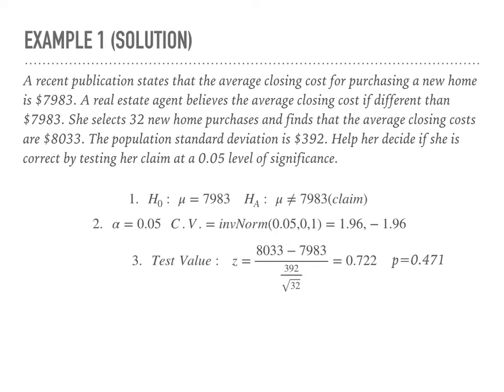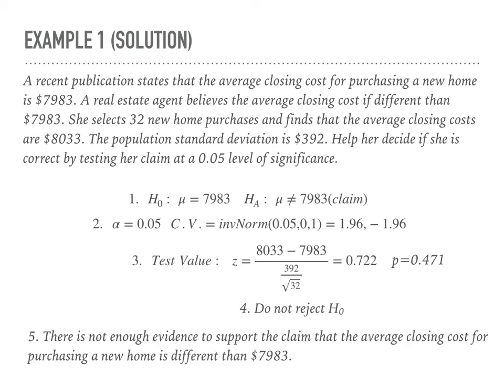So if we were to draw a picture, list our critical values, and draw in where our z-value is, we see that our z-value is not in the tail area. And comparing alpha and p, we see that alpha is less than p. This leads us to the decision of do not reject the null hypothesis. So we're able to state there is not enough evidence to support the claim that the average closing cost for purchasing a new home is different than $7,983.